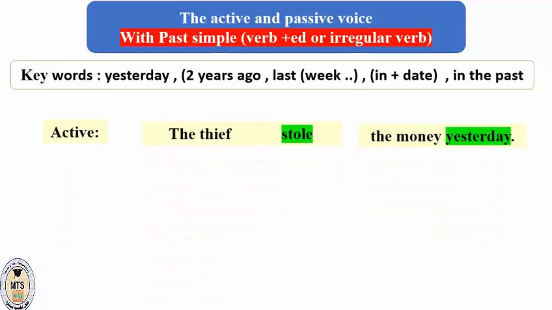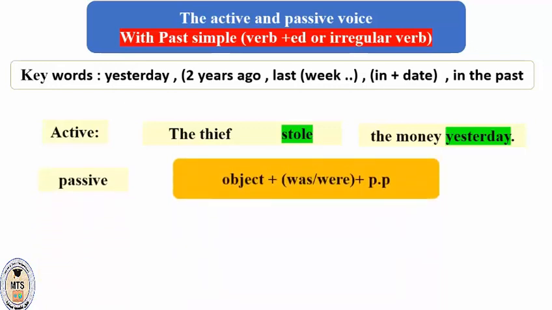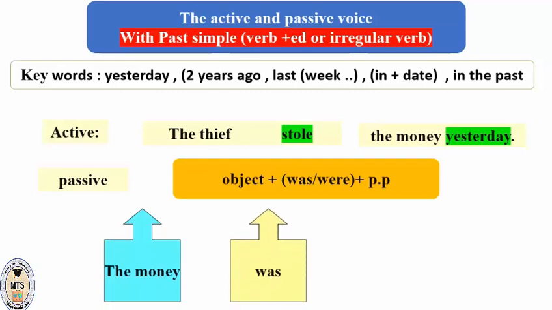For example, the active sentence is the thief stole the money yesterday. So who can tell me the tense of this verb stole? It is in the past, right? And we have the word yesterday already. So the passive rule, start with the object. We have to put was or were plus past participle. So the object is the money was stolen.